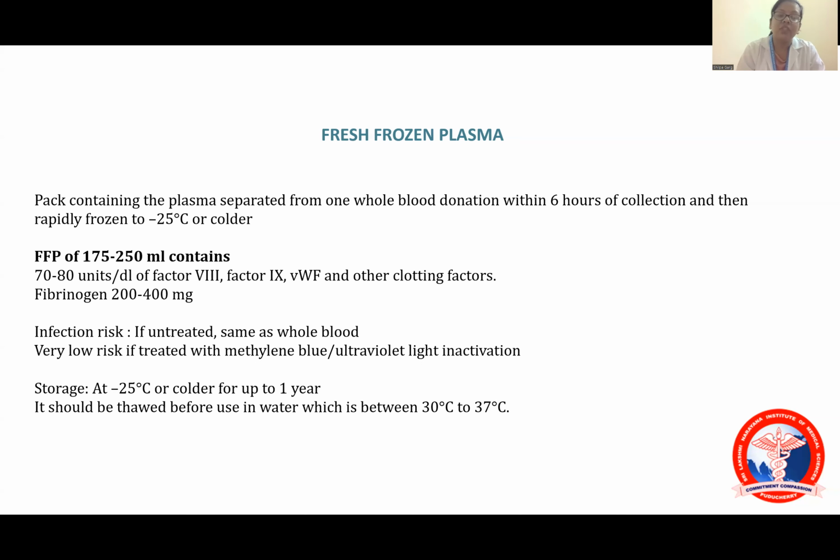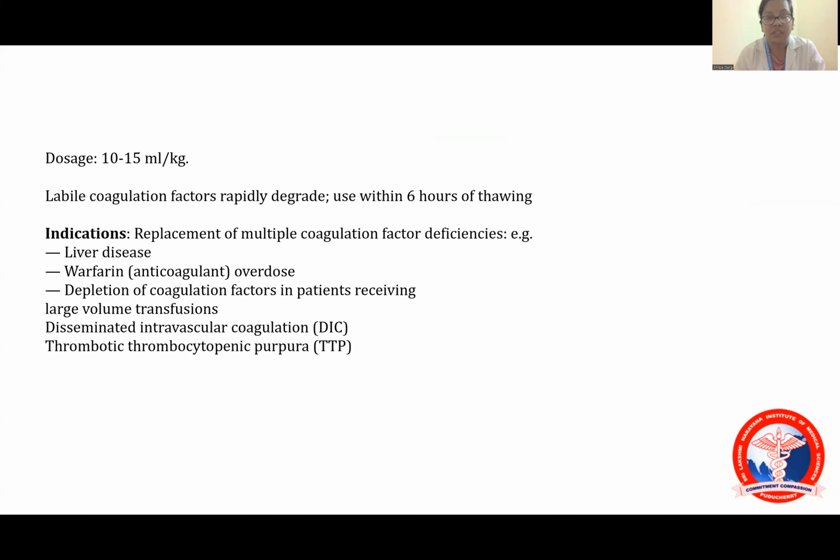Very low risk if treated with methylene blue or UV light inactivation. Storage is at minus 25 degrees Celsius or colder, and it may last for up to 1 year. It should be thawed before use in water which is between 30 degrees Celsius to 37 degrees Celsius. So not very hot water. Dosage is 10 to 15 ml per kg. Labile coagulation factors rapidly degrade. So FFP has to be used within 6 hours of thawing.